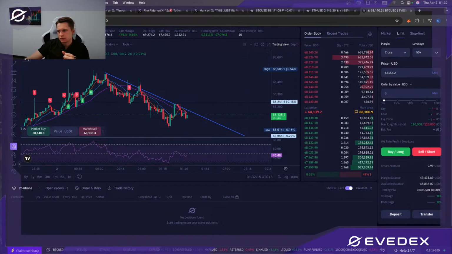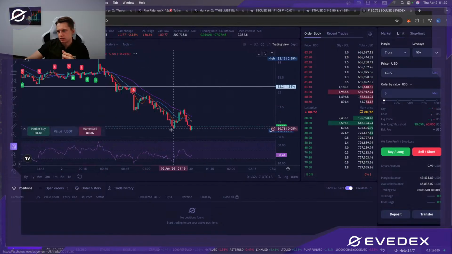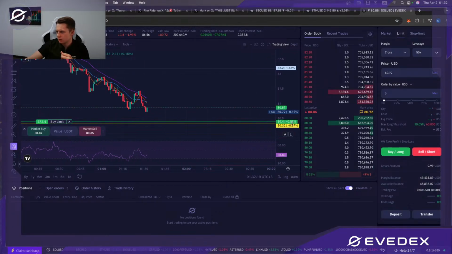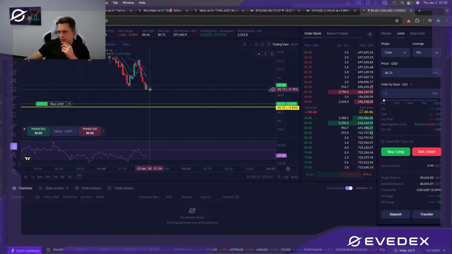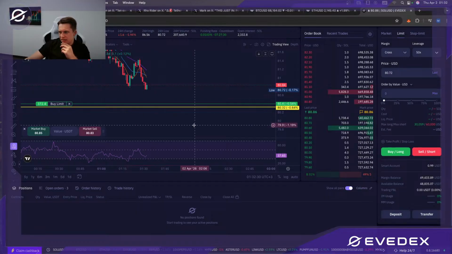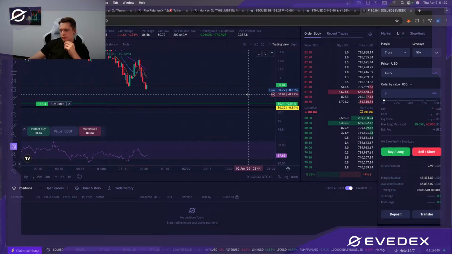So let's have a look on Solana. Look at that, very, very close. It's at a bottom of 80.73 and our buy limit is set at 80.4, which is very interesting to see.